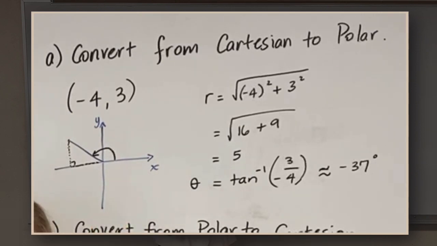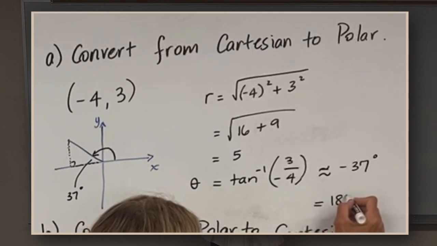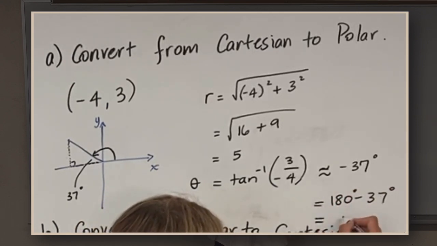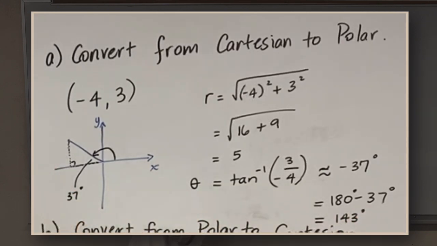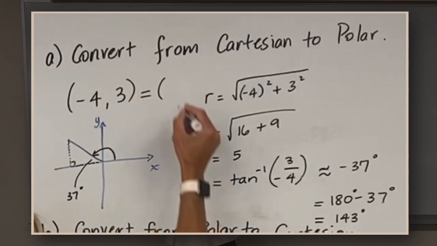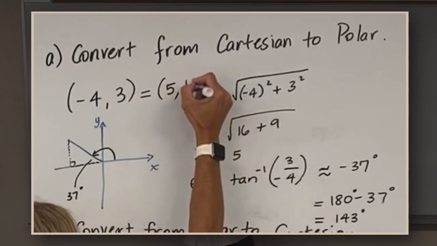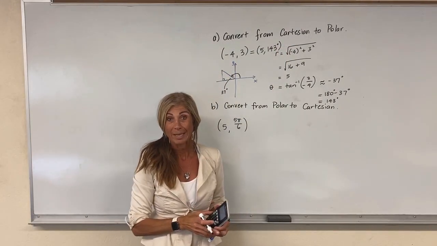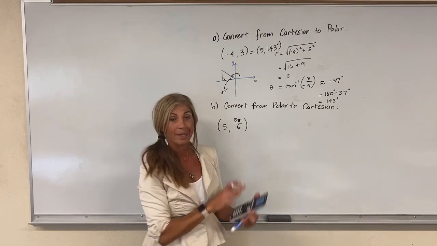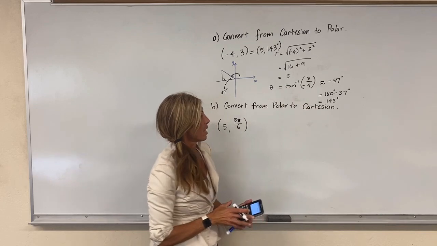So we need to be thinking, I want the angle that goes all the way around. That -37 happens to tell us that we have a reference angle of 37 degrees, which means that the actual angle we're looking for is 180 minus the 37 degrees. And that is equal to 143 degrees. So (-4, 3) in polar coordinates is equivalent to (5, 143 degrees). Alternatively, we could have solved this in radians, not degrees. As long as we make sure our calculator is set to radians, we would have had a different angle measurement.